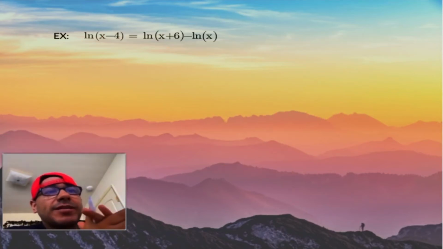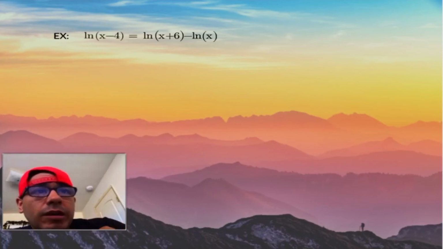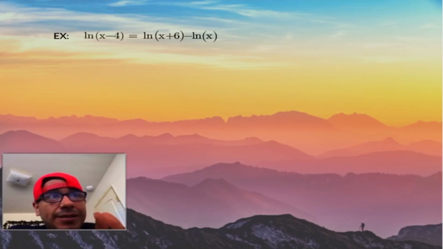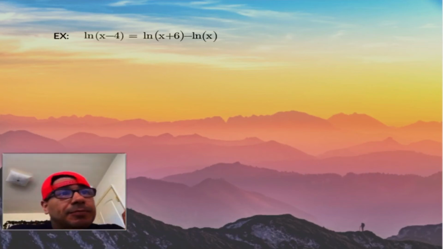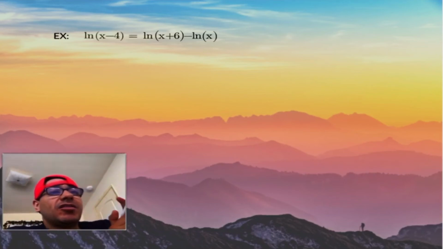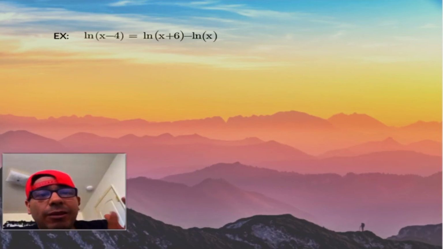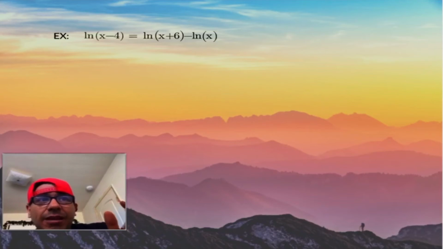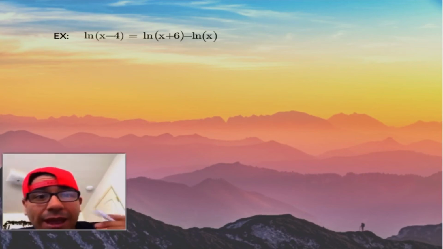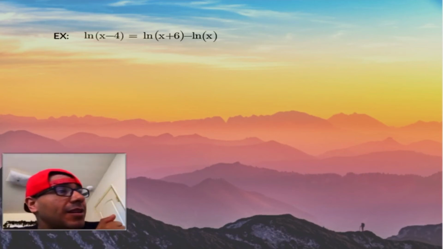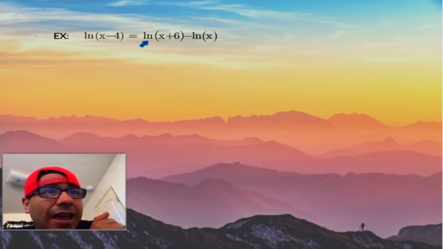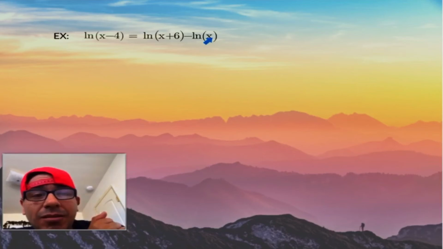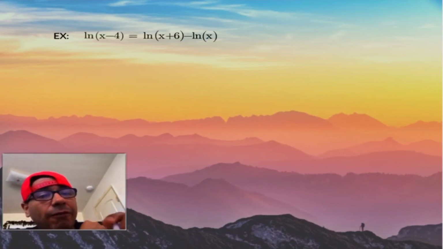For example 3 here, notice we have 1, 2, 3 logs. And in this case, all 3 are natural logs, right? So we might think, well, how can I use the equivalency property? Because I don't have 1 log on each side. But my question to you is, can you have 1 log on each side? Notice I have the natural log of something minus the natural log of something else. Because we have a subtraction, don't forget your properties.